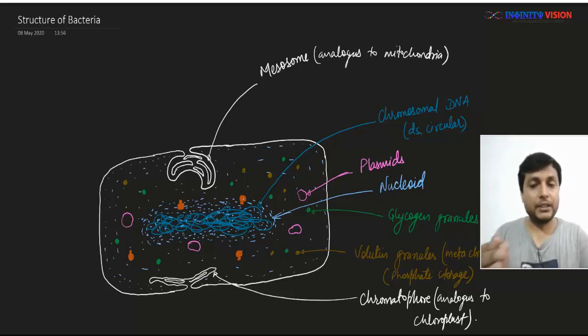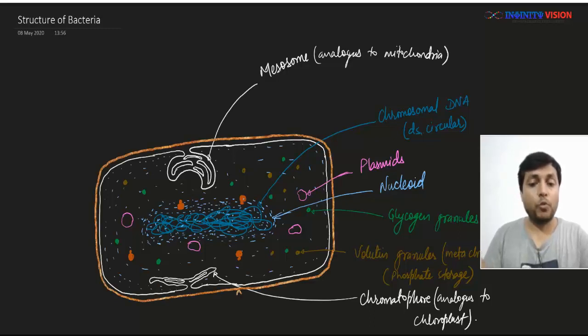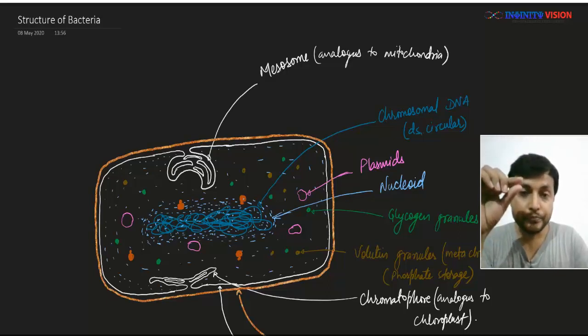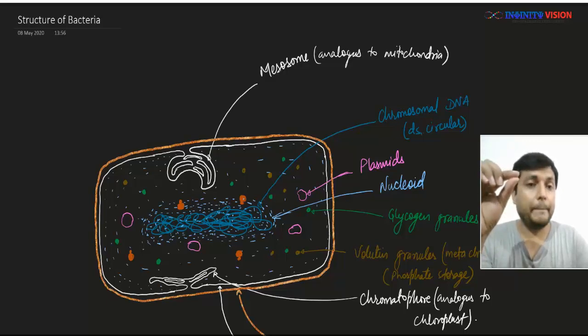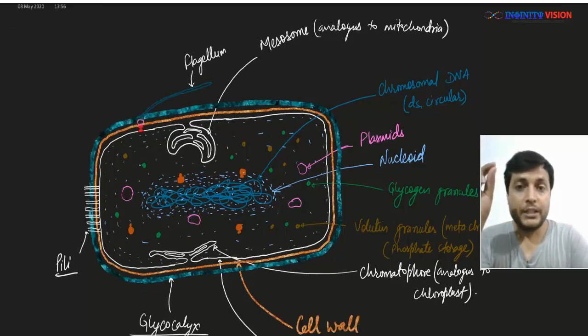Now apart from this, outside the cell membrane, we find a layer of cell wall, and this cell wall is made up of peptidoglycan. The space between the cell membrane and the cell wall is called the periplasmic space, correct? We have seen it.